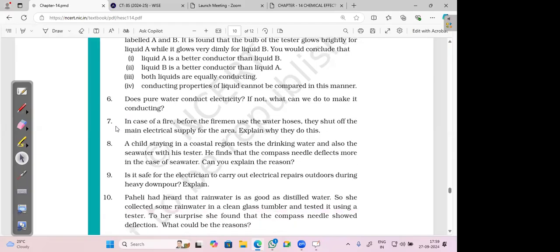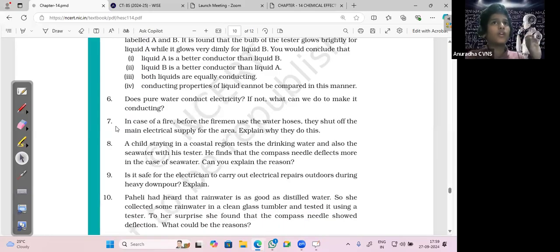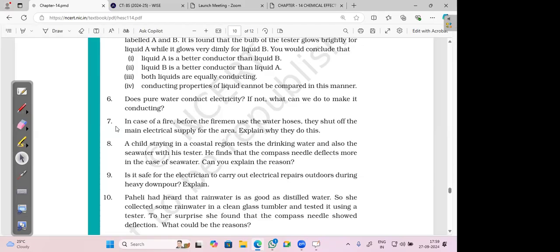In case of a fire, before the firemen use the water hoses, they shut off the main electrical supply for the area. Explain why. Because any water other than pure water can contain salts, acids, or bases, so it can be conducting. If we pour the water onto the electrical appliance, it may damage it, and second, it may conduct electricity and the fireman can get shocked. Yes, the fireman can get shocked.